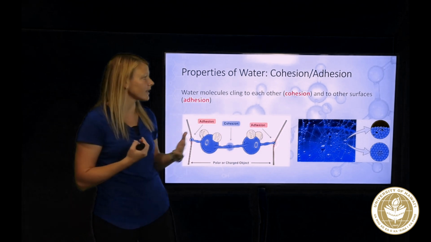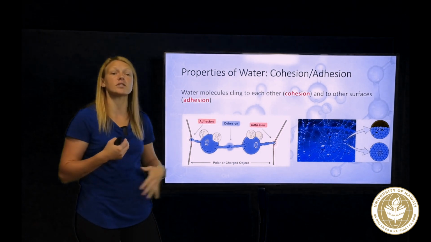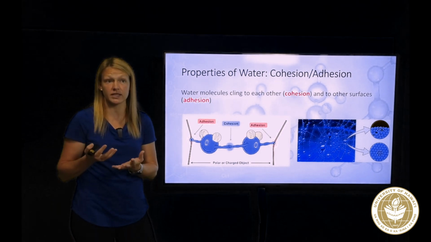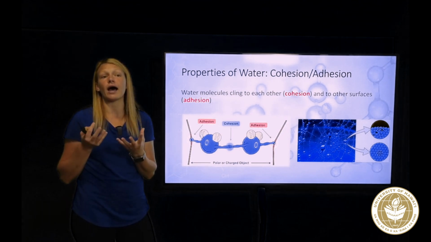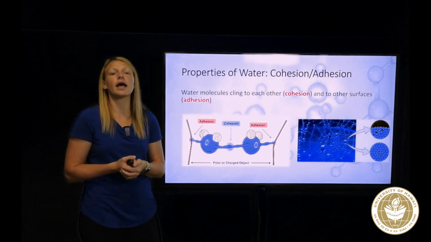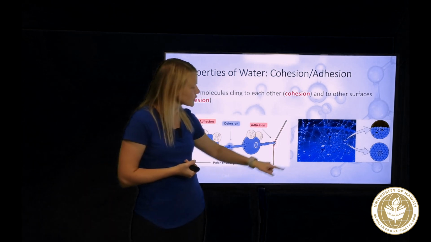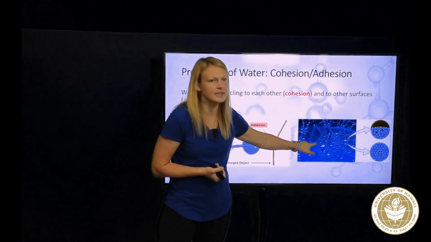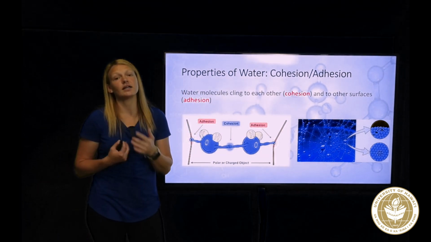We also have adhesion, which is the tendency of water molecules to cling to other surfaces. The hydrogen bonds between the water molecules allow for adhesion. This allows water to pool on top of leaves. It allows it to pool on spider webs, like you can see here. It also allows it to stick to animals' tongues, etc.